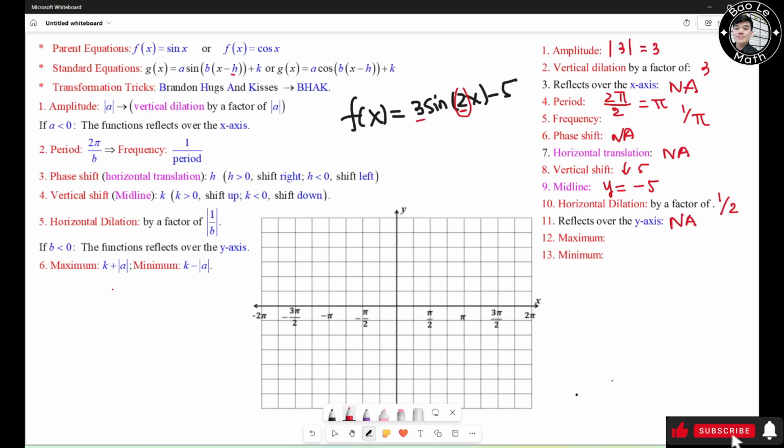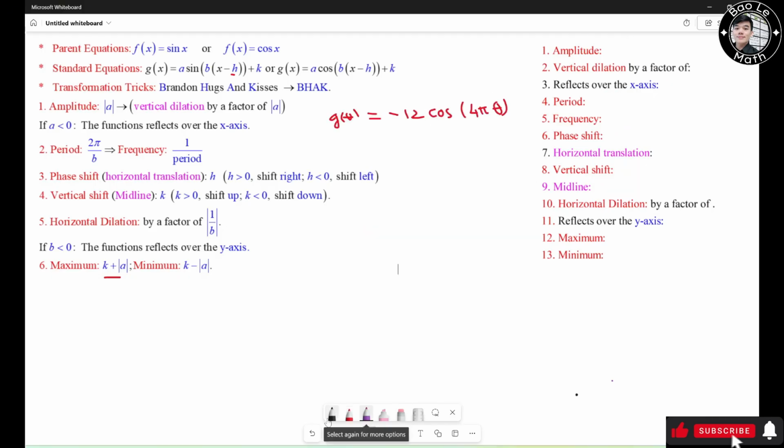Now the maximum, we use the formula right here, right? The midline plus the absolute value of amplitude, right? So it is negative 5 plus 3. So the answer is negative 2, right? Now minimum is going to be negative 5 minus 3. It's going to be negative 8, right? Now let's move on to the next example.